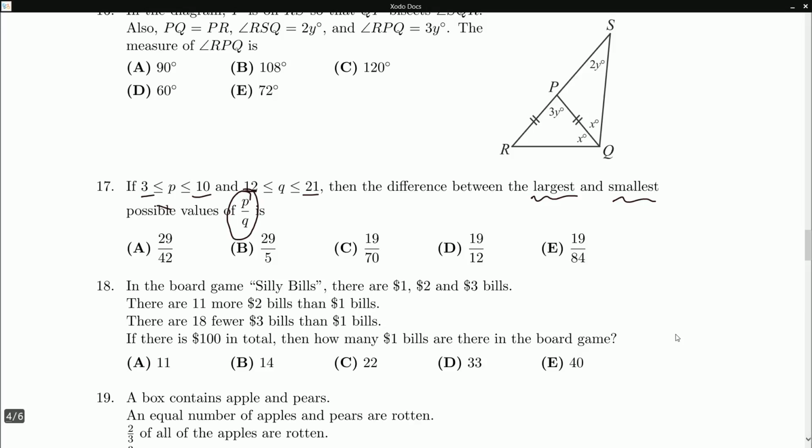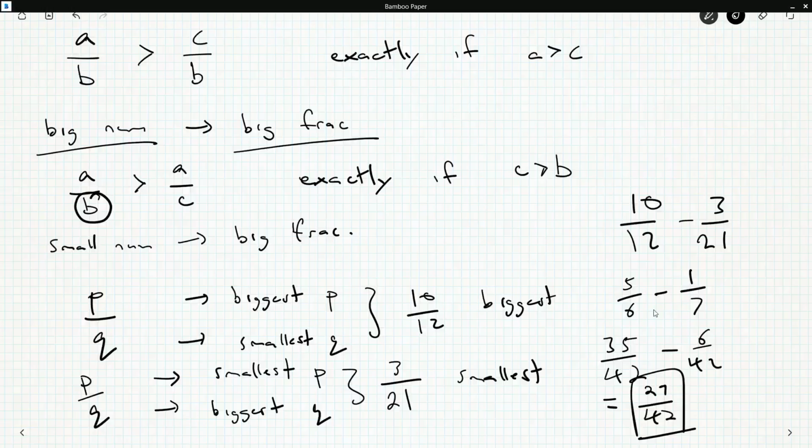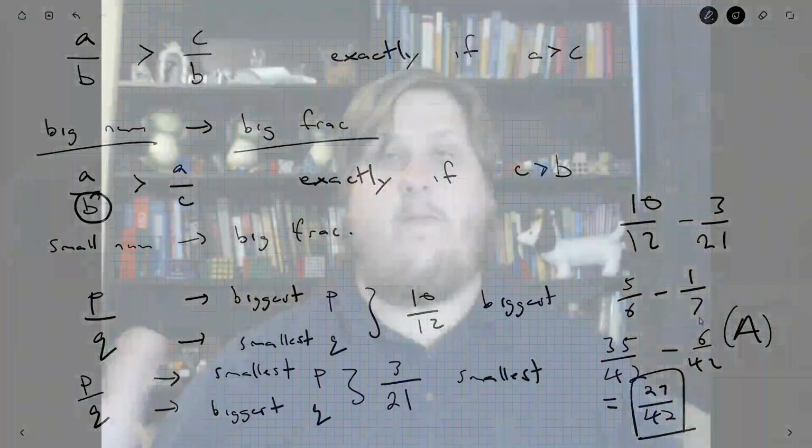Is that one of the possibilities? Yes, it's the very first one, A. And there we go. That's question number 17. Hopefully you got the same answer I did, 29 forty-seconds.